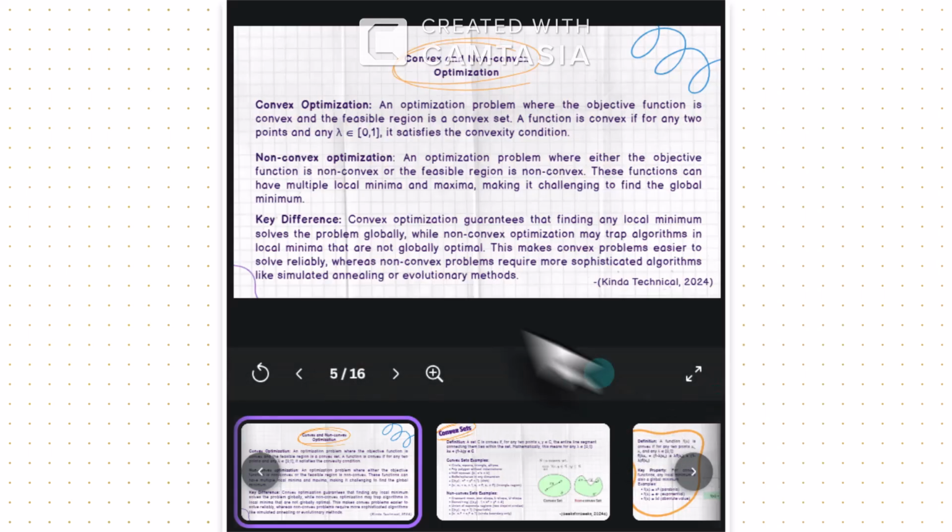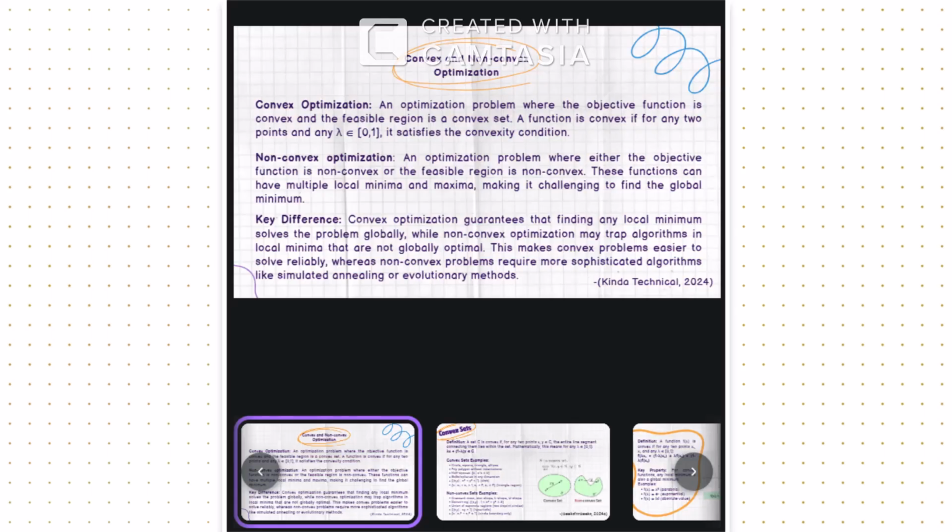Now, the key difference between convex optimization and non-convex optimization is that convex optimization guarantees global optimality and is straightforward to solve using gradient based methods and is very reliable. In contrast, non-convex optimization is more realistic in many real world problems but difficult to solve because of multiple local optima, which requires advanced algorithms and careful tuning.